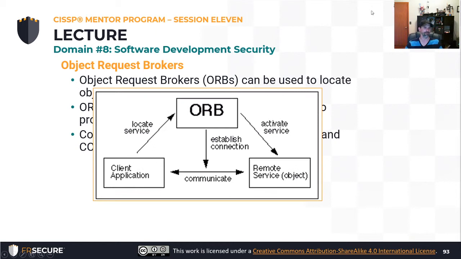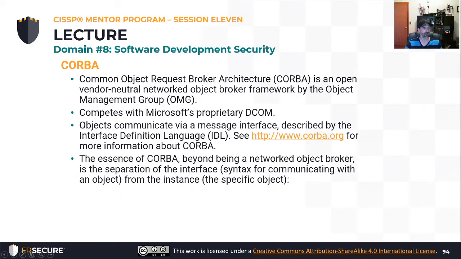So here's your object request broker. Client says, hey, I need an object that does math. The object request broker says, oh, okay, yep, I got some math stuff. Let me find you some math objects. Oh, good, here, have that math object. So that's kind of what that's doing.